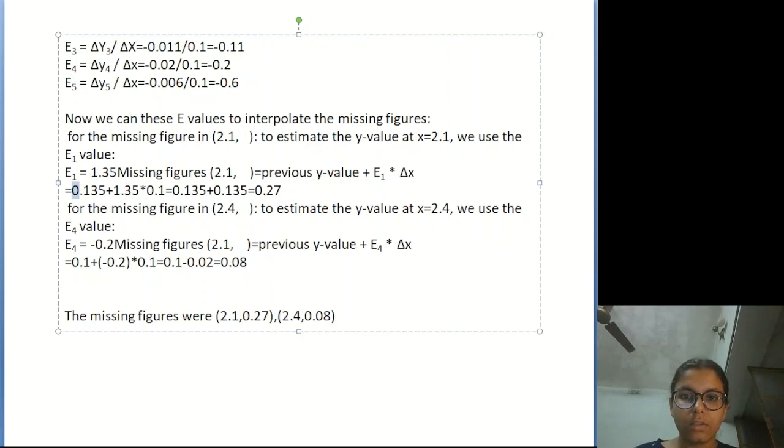As per the formula, I have kept all the values and then generated the value that was 0.27. Now for the missing value at 2.4, to estimate the y value at x equals 2.4, we again use this formula. Get the previous value from the table.